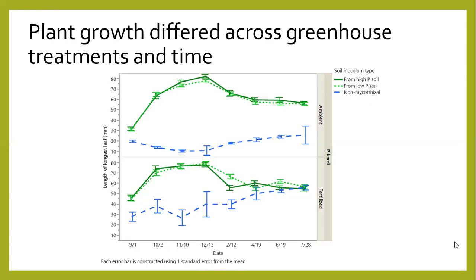Within the non-mycorrhizal group, the plants assigned to the treatment without phosphorus fertilization were smaller on average than those that received the phosphorus fertilization. And mycorrhizal plants were similar across their phosphorus treatments. You can see that eventually the non-mycorrhizal plants in the fertilized treatments caught up in size to the mycorrhizal plants. However, the non-mycorrhizal plants that did not receive any additional phosphorus stayed pretty small the entire length of the experiment.